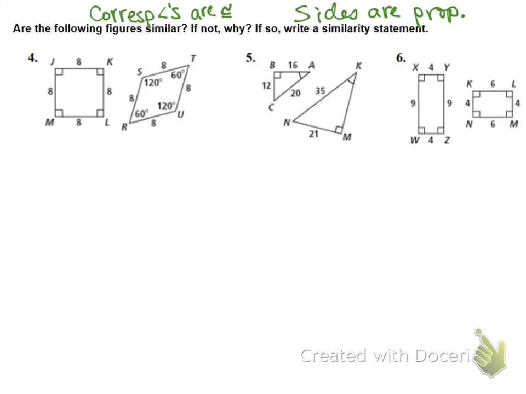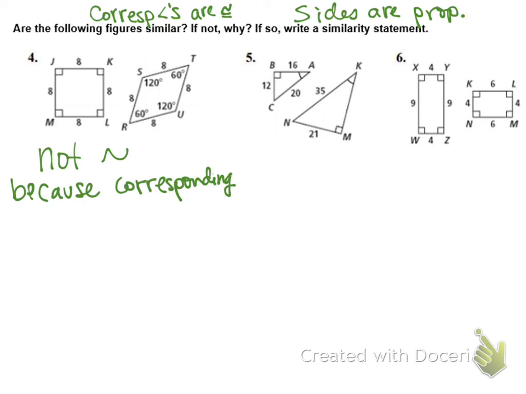So number 4, let's start. Are the corresponding angles congruent? No. All of the angles in the first one are 90. Are there any 90-degree angles in the second one? No. So these are not similar because you could say the corresponding angles aren't congruent.